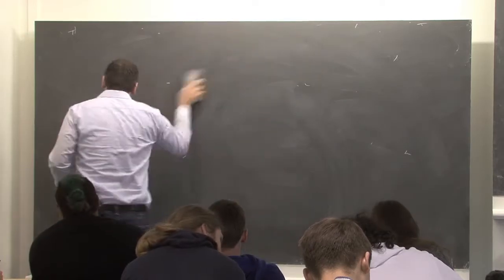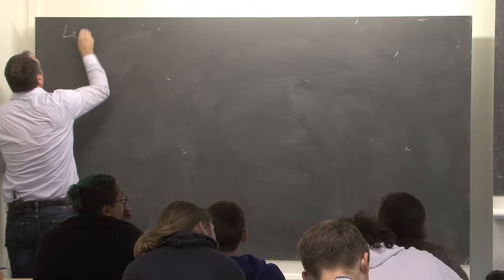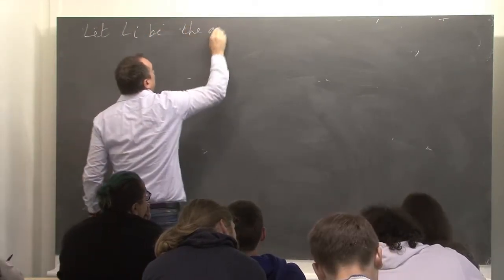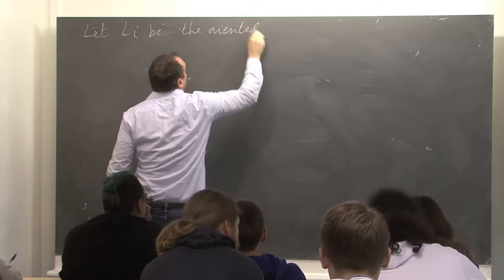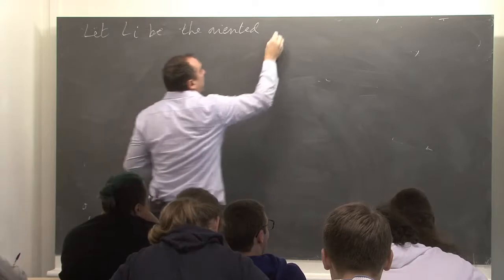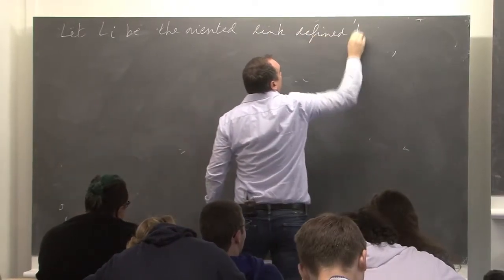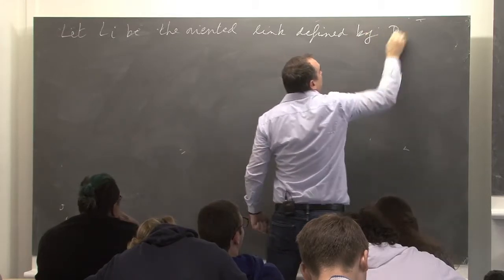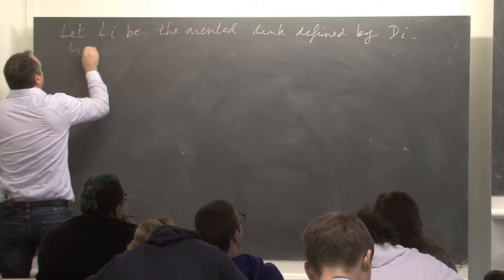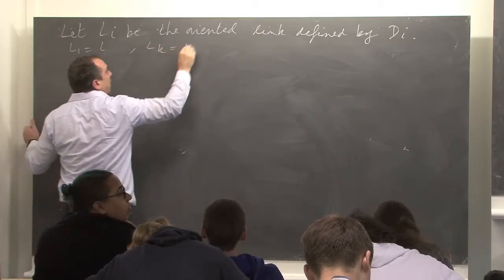Now, if I denote Li the oriented link defined by the diagram Di, then L1 is L, and Lk is the unlink.